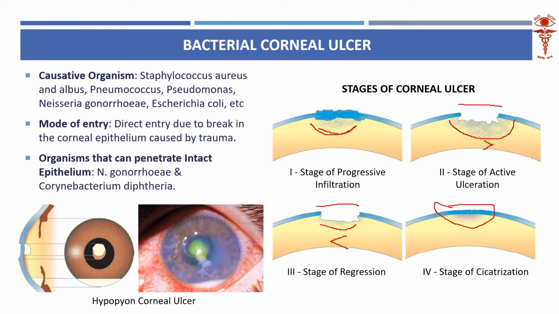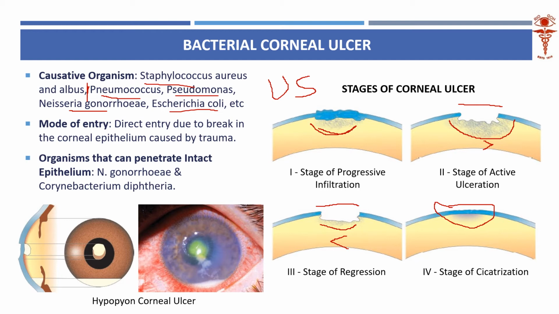What is the causative organism usually seen in a bacterial corneal ulcer? Any organism. Staphylococcus, pneumococcus, Pseudomonas, Neisseria gonorrhoeae, Escherichia coli. Any organism can be there. In fact, there are even special points with each organism. If you suspect pneumococcus, then think dacryocystitis, because usually it is called Ulcus serpens. Ulcus serpens is pneumococcus corneal ulcer, and it is usually associated with dacryocystitis.